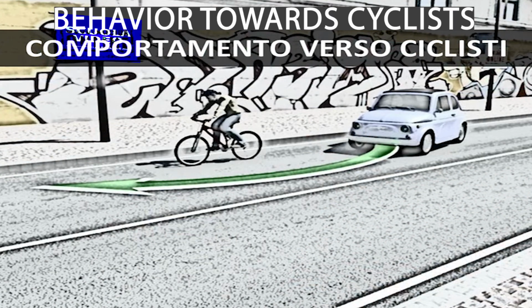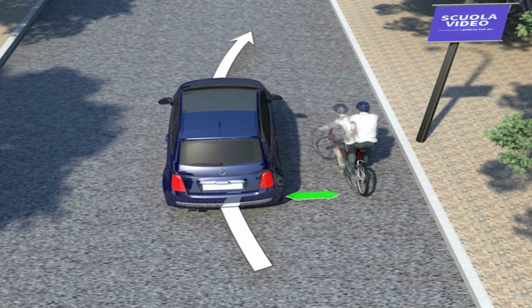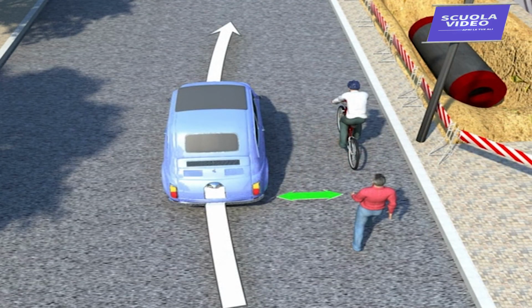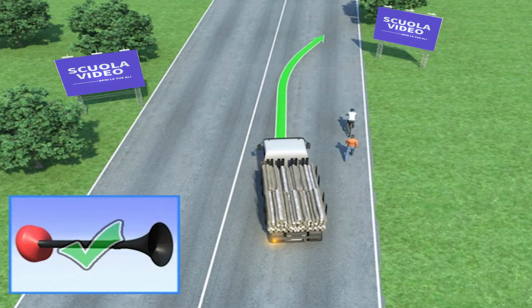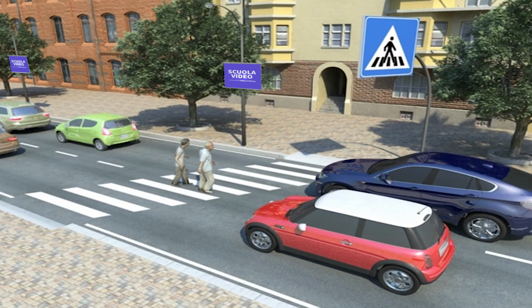Comportamento verso ciclisti. Behavior towards cyclists. Since the march of cyclists sometimes occurs with slight skids, the driver of a vehicle must take this particularity into account when overtaking. Therefore, the driver who intends to overtake cyclists and pedestrians occupying the carriageway must exercise great caution and maintain an adequate lateral safety distance, honking the horn before overtaking.